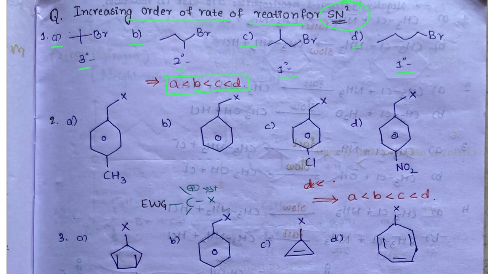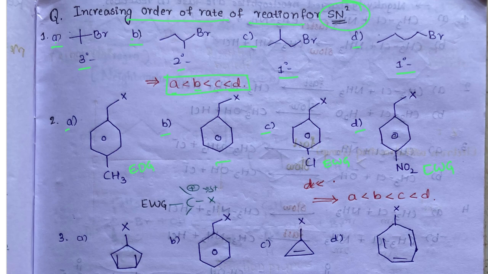Second question. Here options A, B, C, D. Keep in mind, what type of substrate is required? After the leaving group leaves, the carbon should be more electrophilic so that the nucleophile can attack. All are the same, benzyl halide, but at the para position different substituents are attached. This is an electron withdrawing group. This is also an electron withdrawing group. This is an electron donor group.